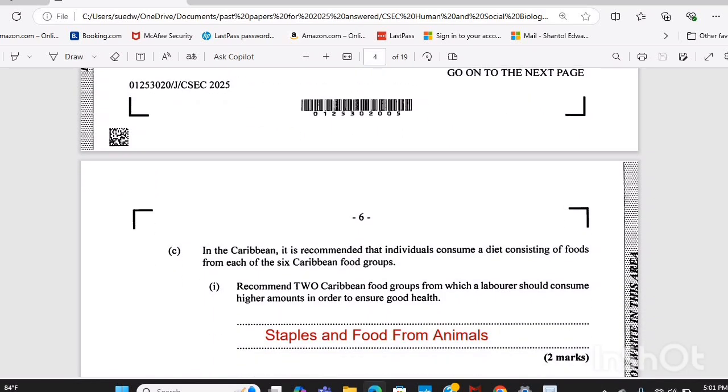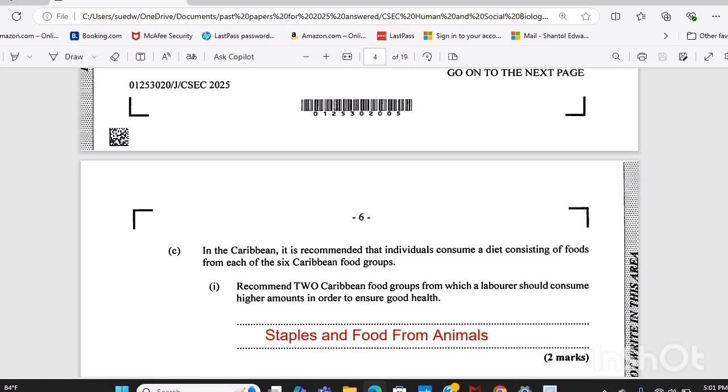All right, let's look at C. In the Caribbean, it is recommended that individuals consume a diet consisting of foods from each of the 6 Caribbean food groups. Recommend 2 Caribbean food groups from which a laborer should consume higher amounts in order to ensure good health. Now, I have 2 here, staples and food from animals, but you know others, and as long as you know them, you can put them there. So you should know all 6 food groups.